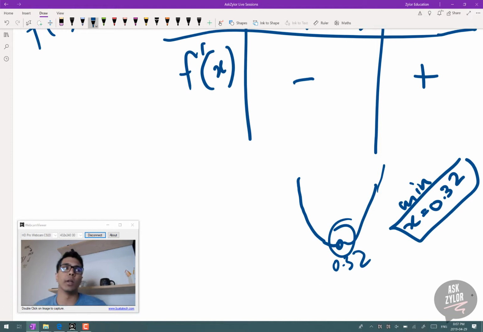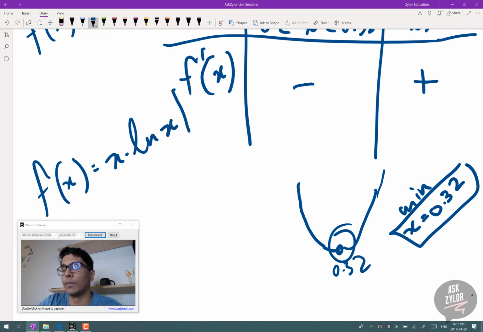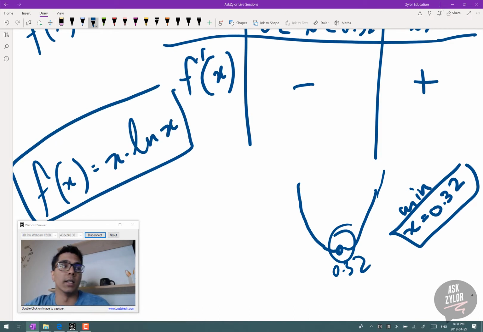Okay. So we're doing a curve sketching question where we're going through and figuring out what are the important features of this graph. So my function, again to recap, is x times ln x. So we found the x-intercepts, we found the y-intercepts, we found the domain, and we're finding the critical point, which was 0.32, and we evaluated the critical point to be a minimum.